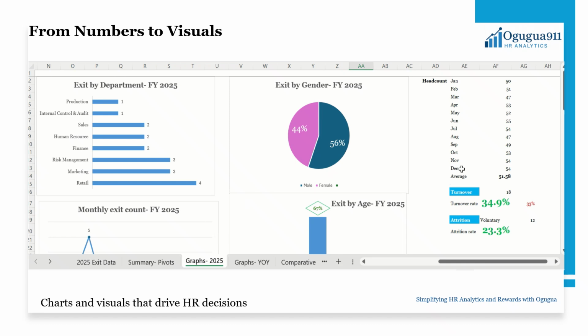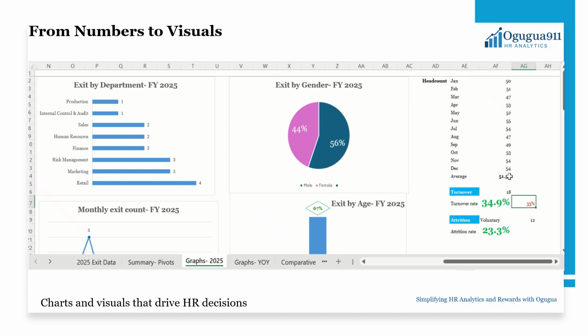Now, for us to compute our turnover rate, people make the mistake of saying, okay, at the end of the year I had 18 turnover, my headcount for December was 54, and then they go straight and use 18 over 54. If we do that, we'll get a 33% turnover rate. But that's not the true picture.